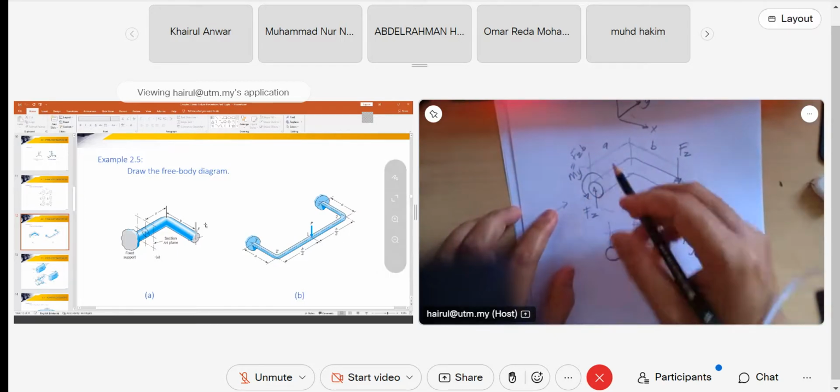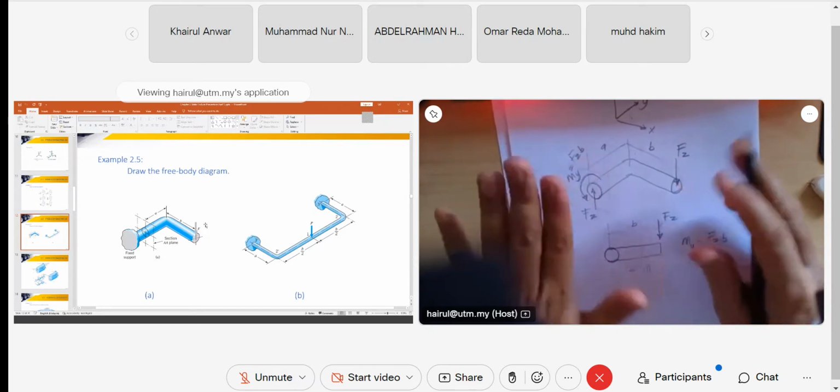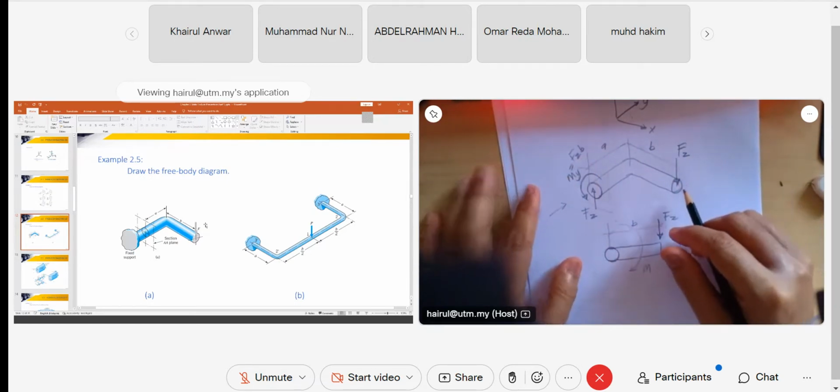It has got to be balanced. So MY is with FZ times B. Okay, FZ, you reverse, because this one goes downward, it goes upward. Must be balanced. Yeah. Okay, that is what we see looking from the left view.